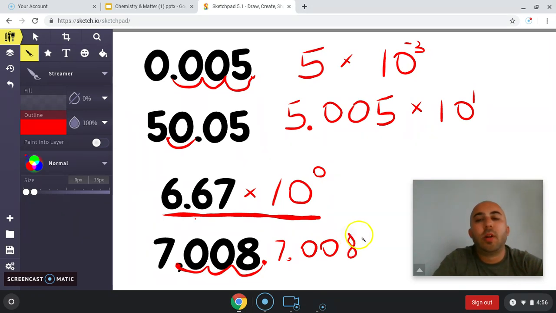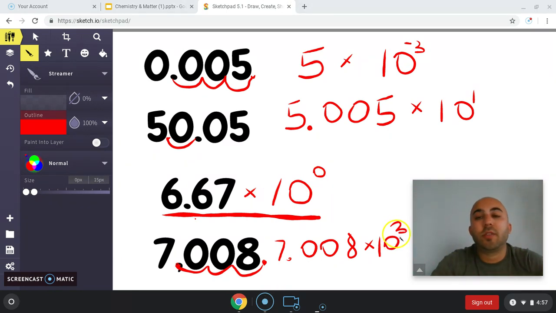and I would have to express that times 10 to a certain exponent. Well, how do I know? Well, how many times did I move that decimal point? 1, 2, 3. So that really means that I'm multiplying by 10 to the 3. Okay?